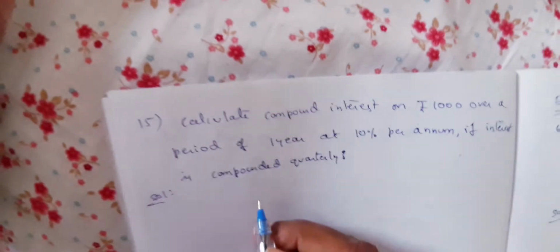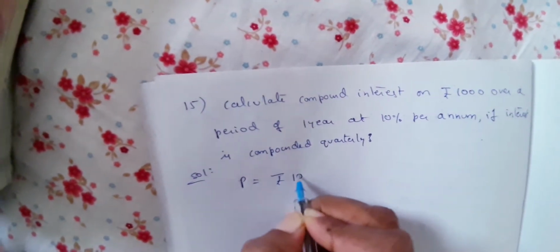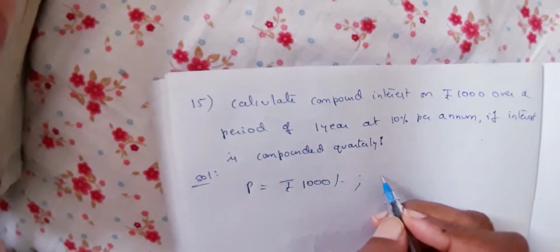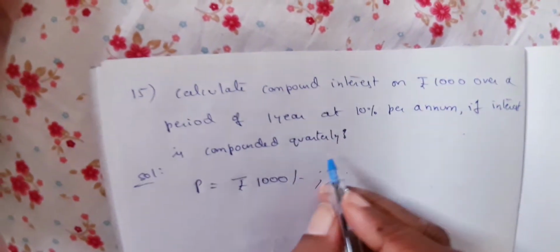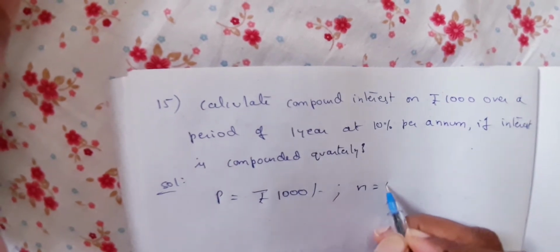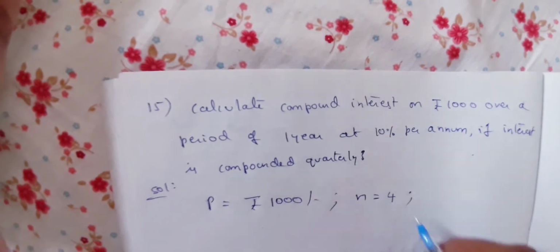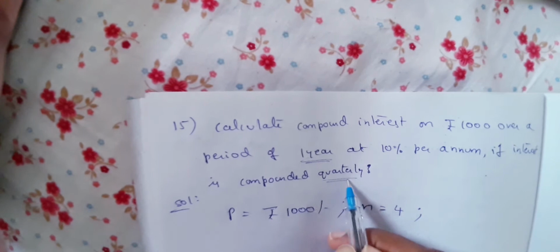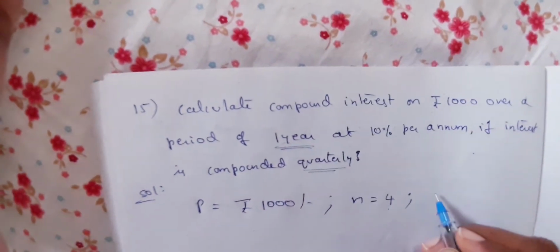So now what is the principal here? The principal amount is rupees 1,000. Right. So now what is the n value here? n is like, every quarter it is compounded. So n is equal to how many quarters will be there in 1 year? 4 quarters. Because 1 year tenure is given and it is quarterly, that means 4 times it is compounded.